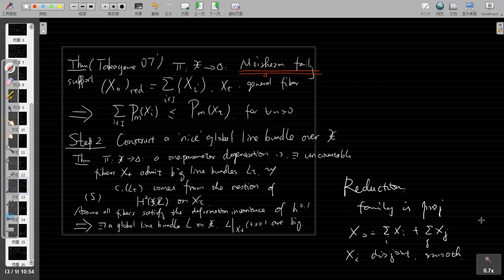So for another question, in fact, for step two, you need to assume that H^0 is invariant. Okay. But for your main theorem, we don't need to assume this.